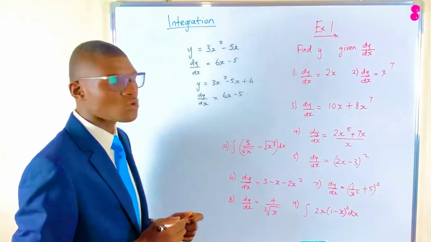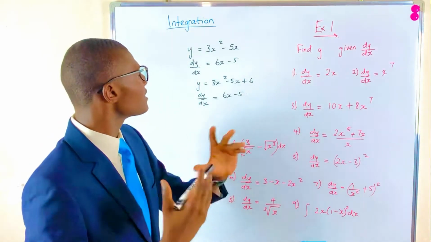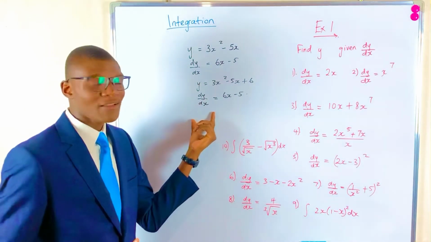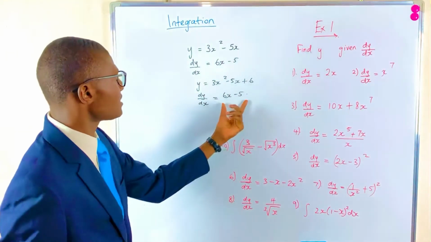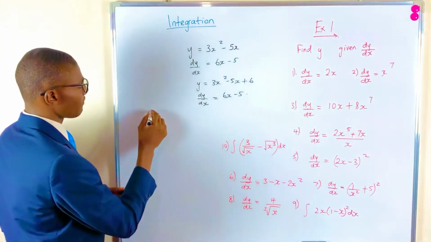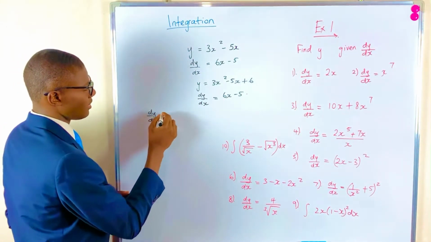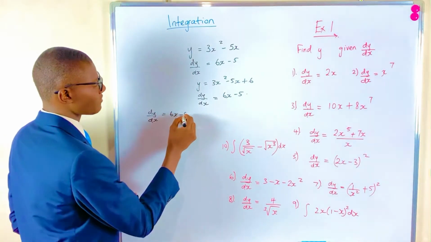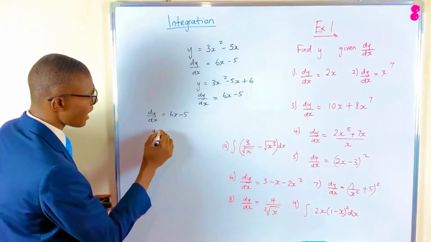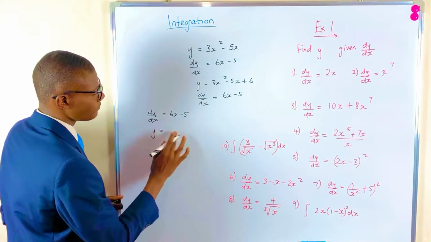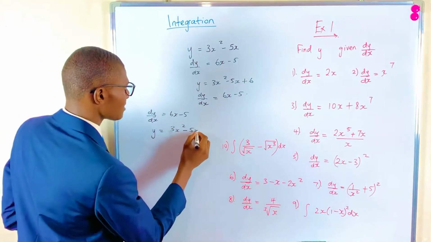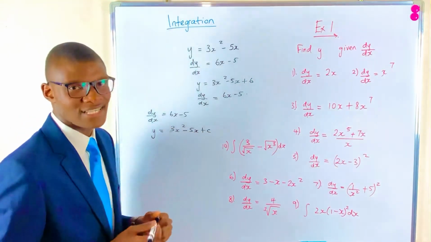Right. So now what does this imply? This implies that if we've got dy by dx being equal to 6x minus 5, right? We can have a function of y such that y is equal to 3x squared minus 5x plus a constant c, right?